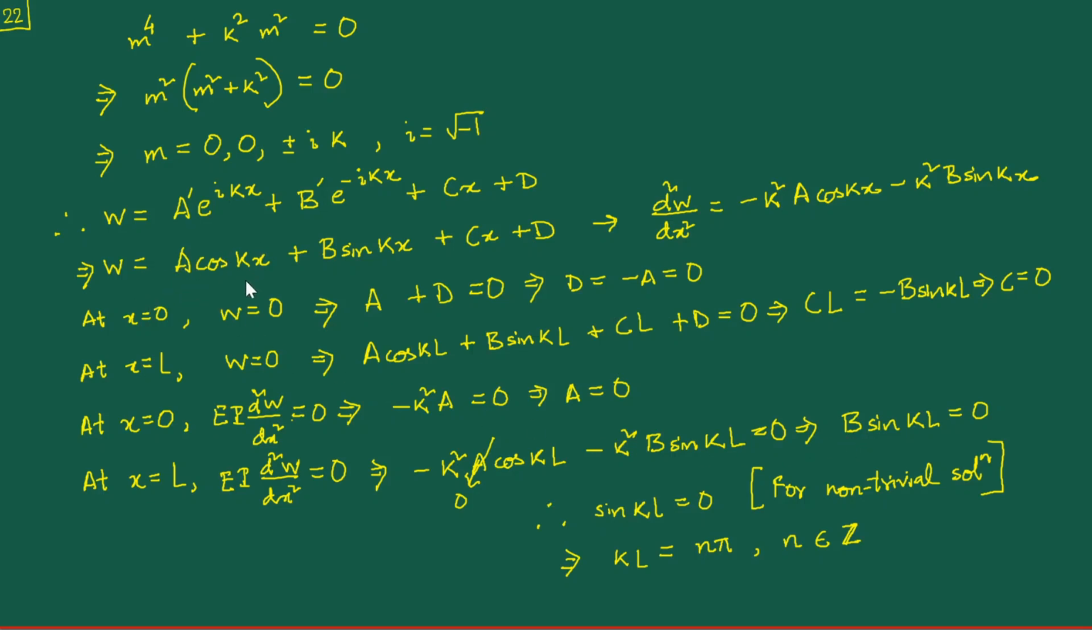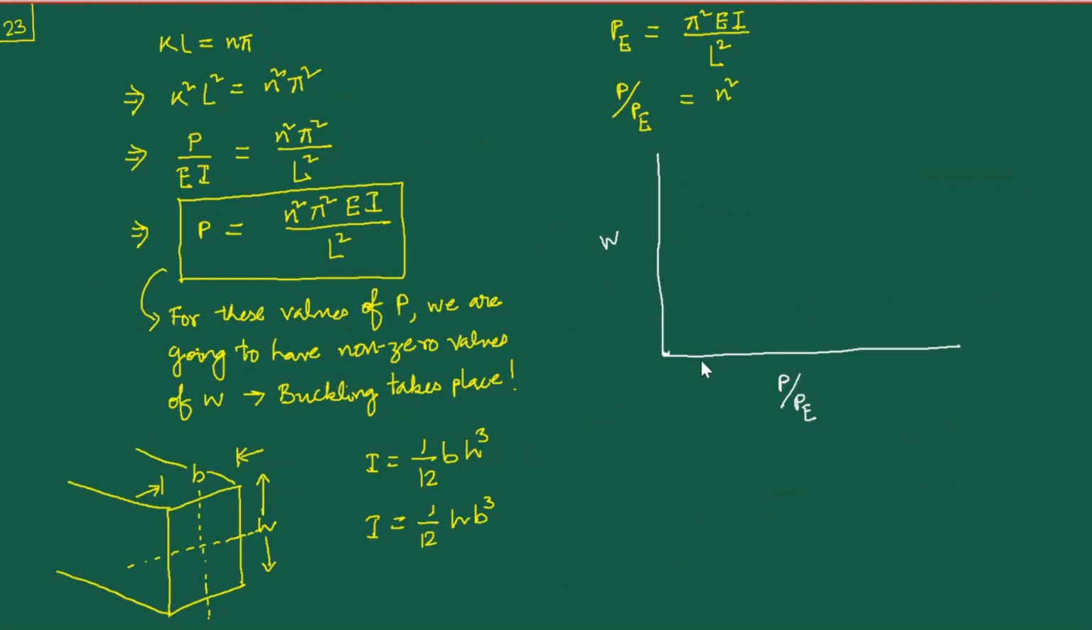Fine, that A cos kx, C x, D, they all vanish, but we are still left with W is equal to B sine kx. Now you can take different values of x. We know the value of k because we know this ratio P by EI, but we don't know what B is. So we really don't know what the amplitude of our deflection will be, even though we know that its nature should be sinusoidal like this. Now this is an important point to note when we are trying to draw our response diagram. You see, this P by PE is nothing but n square.